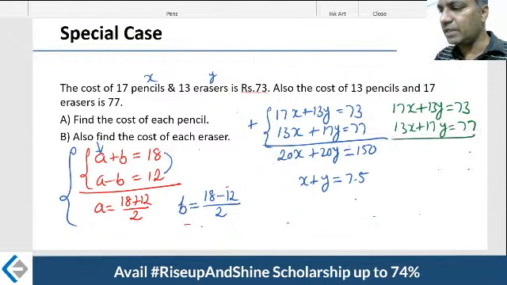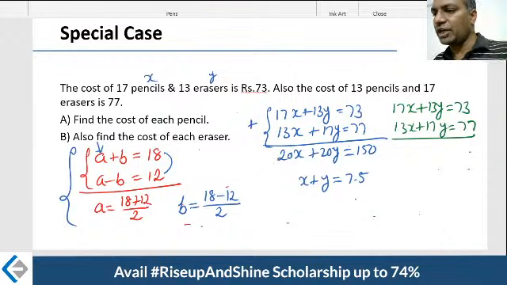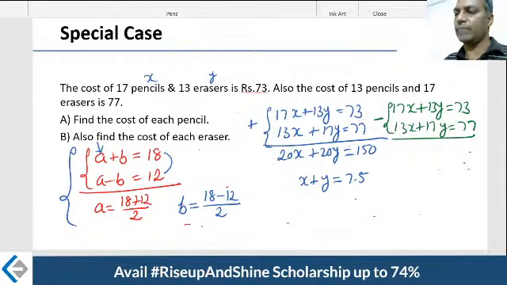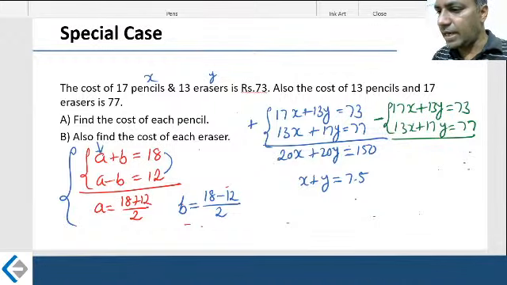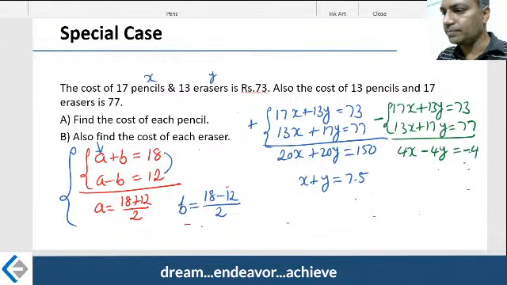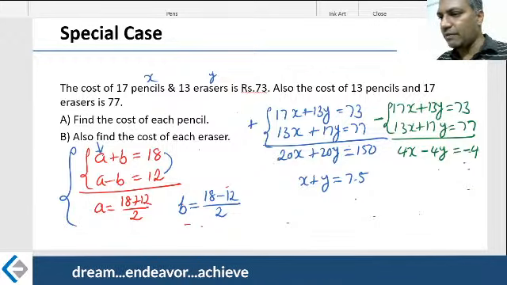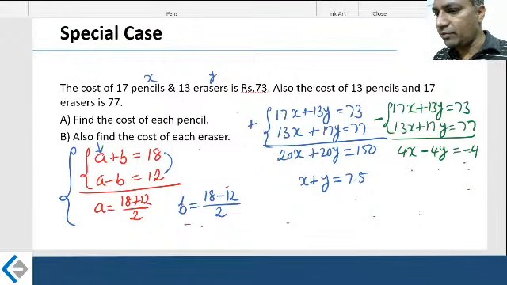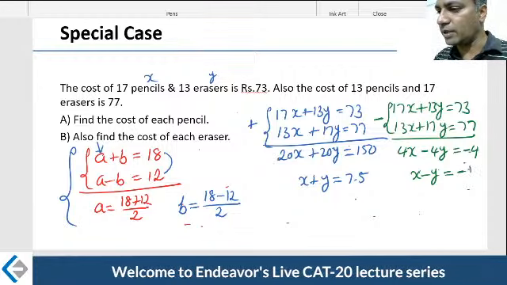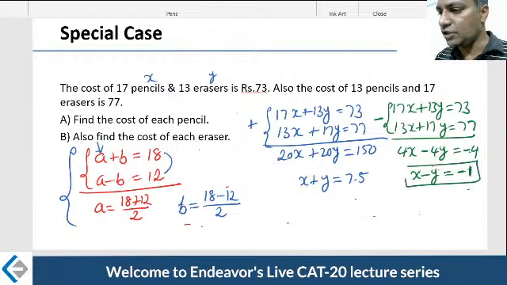Let me take the difference between them. So what I do here is, let's take the difference, minus. When I take the minus, you get 4x minus 4y is equal to minus 4. You are subtracting the second one from the first one. I subtracted the second from the first. Divide throughout by 4. If I divide throughout by 4, I end up getting x minus y is nothing but minus 1. This is what you end up getting.